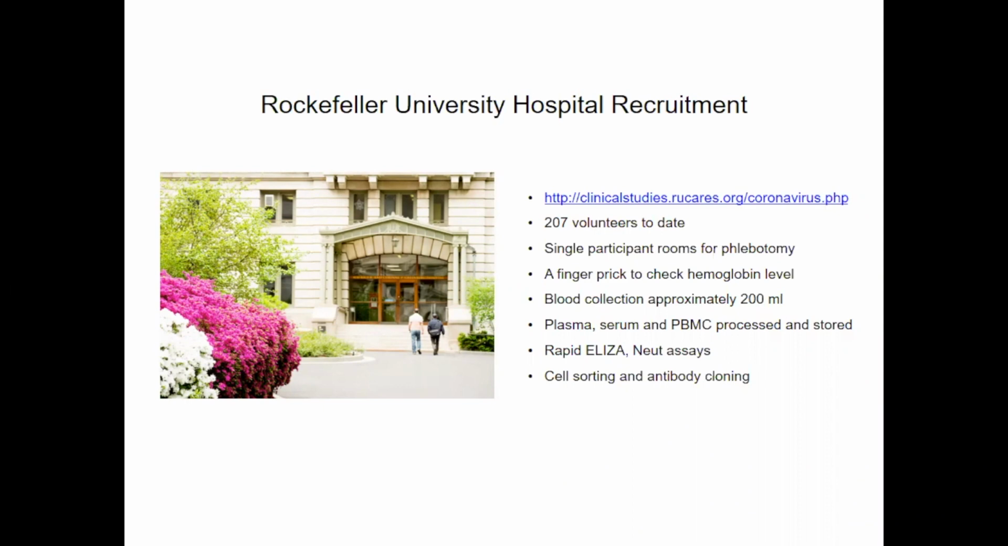They come to Rockefeller. They're seen in a single participant room. They get a finger prick to see that their hemoglobin levels are high enough for us to be able to obtain blood from them. And then we collect less than a unit of blood, about half of a unit of blood, which is what you give when you donate blood at the blood bank. And we separate the blood into the plasma, the serum, the cells, and then we screen that for binding and for neutralization. And I'll just show you what we're learning so far.